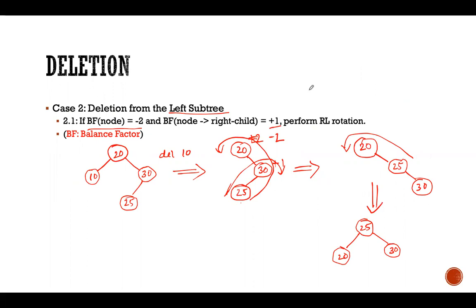So the right subtree gets heavier, and if the tree gets unbalanced at a node, I will find the balance factor will be -2. Then I will check the balance factor for the immediate right child, and now I'm finding +1. So this is the case. So what I'm going to do is an RL rotation.